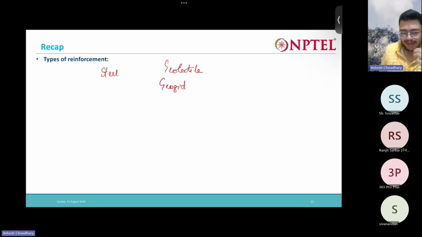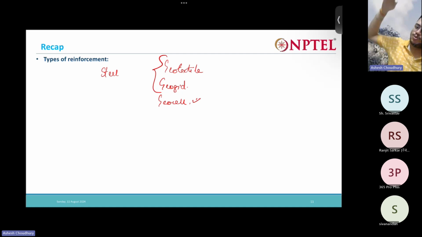Geocell, yeah, you can also use geocell. Directly we can construct walls with the help of geocell. You're right, but mostly when we say reinforced soil walls, the thing that should come to our mind is geotextile and geogrid, mostly geogrid. Okay, now which type of geotextile will you use?